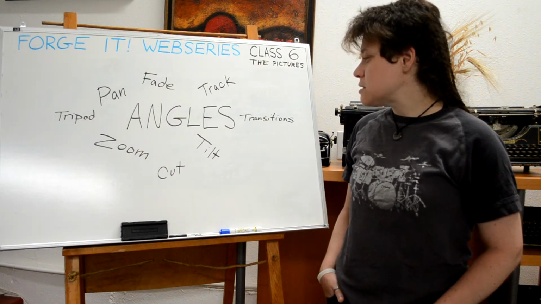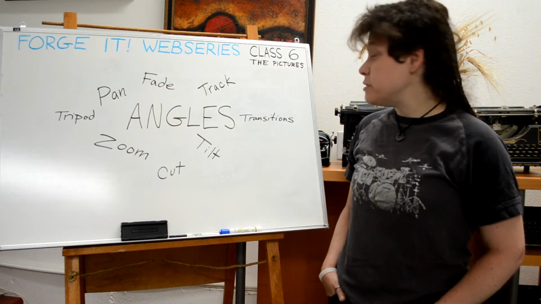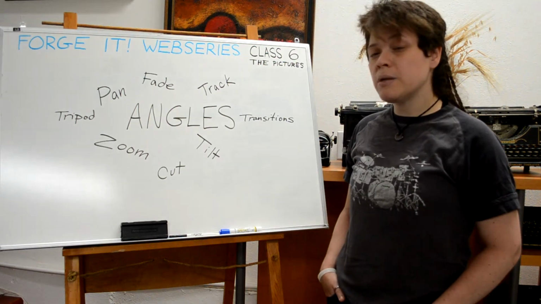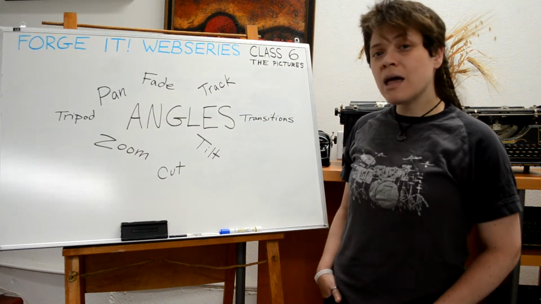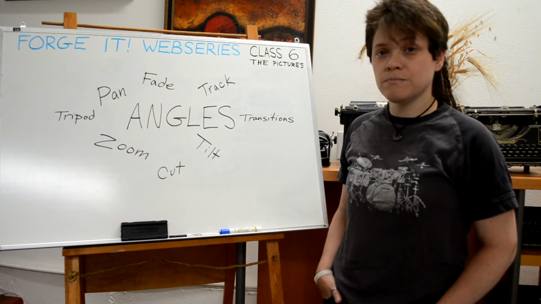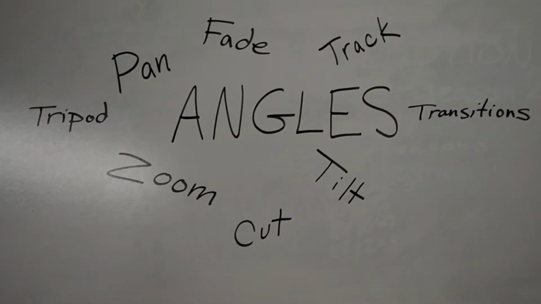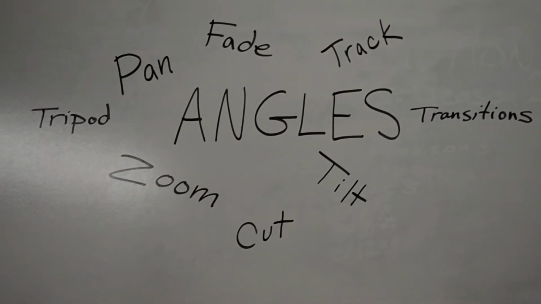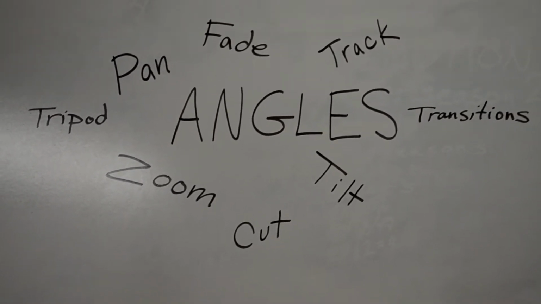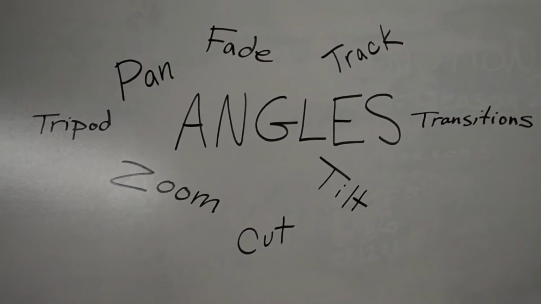Fades, tracks, tilts, cuts, zooms, pans, how to use a tripod, what kind of tripod you need, transitions that happen in post-production. I'm going to talk a little bit about each one of these things, and then I'm going to attempt to take the camera in hand and actually show them to you. So wish me luck. The angle that you take to approach a single shot in an overall scene will affect the emotional impact of that shot. Different angles, different approaches, have different impacts on the viewer.